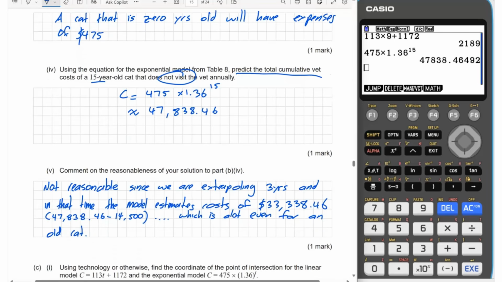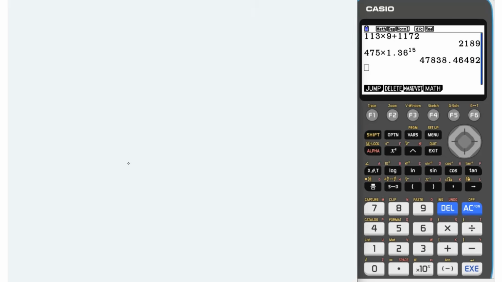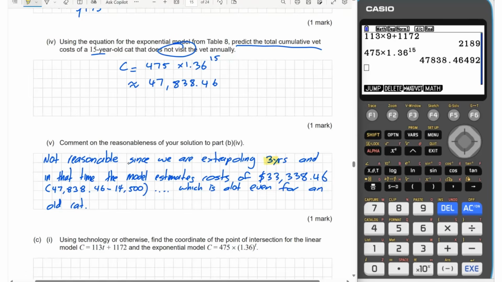Now, we did recognize that was quite a lot of money when we were doing that question, and that's what part 5 is about. Comment on the reasonableness of your solution. I've pre-filled this a little bit, but I've said that that's probably not reasonable, and it's because we're extrapolating 3 years. Sometimes 3 years is okay, but in this case it actually makes quite a lot of difference in those costs.